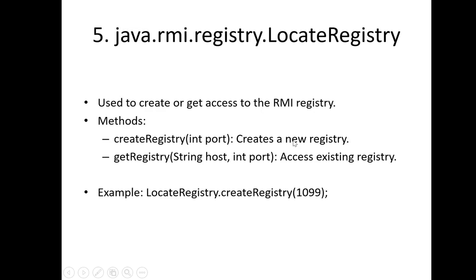The next one is called LocateRegistry. This helps us to create or get a handle to the RMI registry. It is like holding your reference object. This is the place where you are going to store the remote objects. It is like a mini database that can keep track of all the registered remote objects in your application.